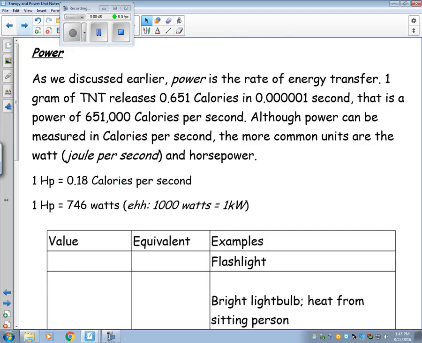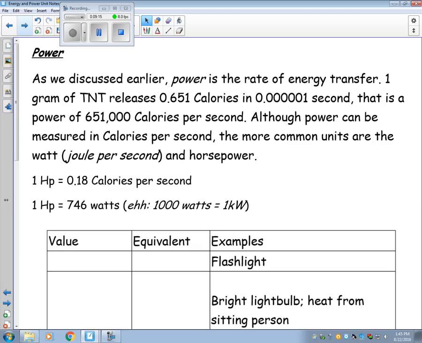Okay, so that was energy. Now when we talk about power, power is the rate of energy transfer. So 1 gram of dynamite releases 0.651 calories in 0.000001 seconds. That's fast. So that gives it a power rating of 651,000 calories per second. So that's kind of a weird unit, but remember energy per time is the same thing as power.